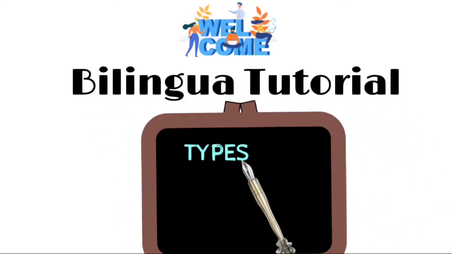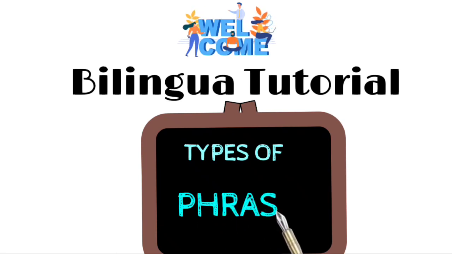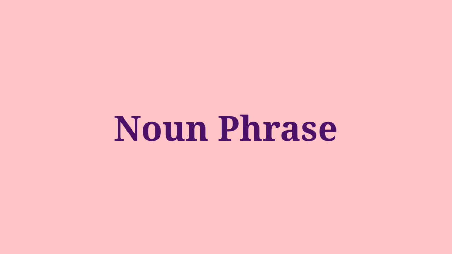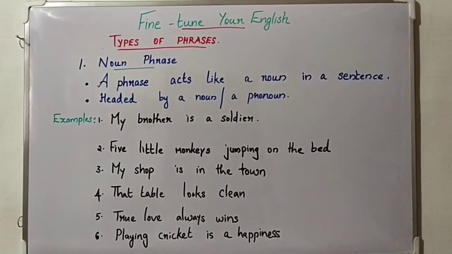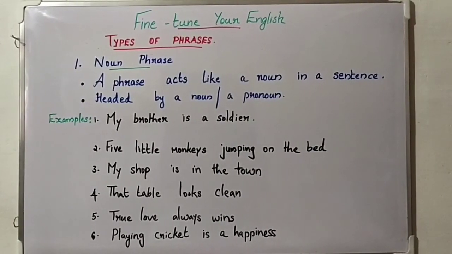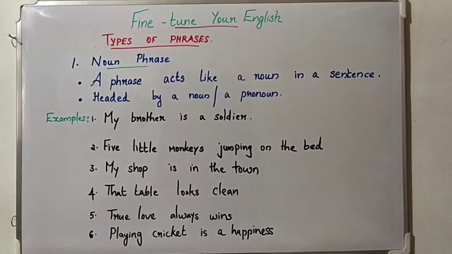Today we are discussing types of phrases. So 10 different types of phrases will be discussed. First one, noun phrase. Let's see what's a noun phrase. A noun phrase acts like a noun in a sentence and it is headed by a noun or a pronoun.